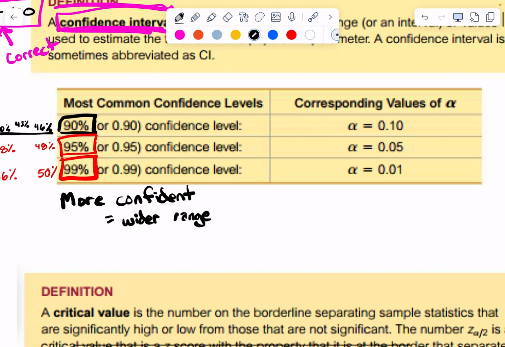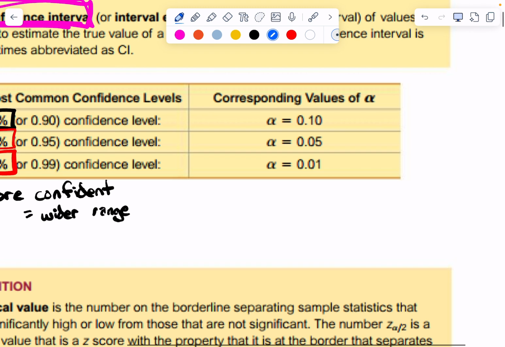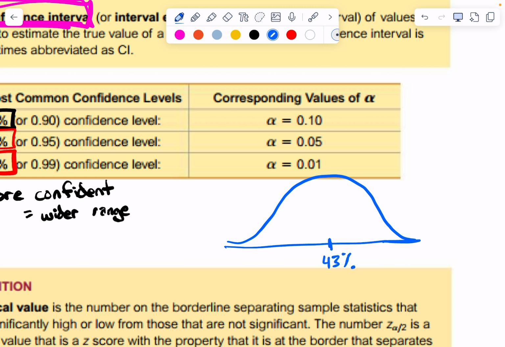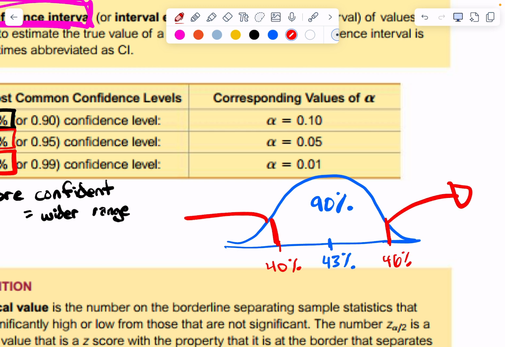I'm going to relate this stuff to a bell curve real quick. So let's say my bell curve looks like this, and my P hat, which is 43%, lives here. If I'm doing a 90% confidence interval, and I just made up these numbers, going from 40% to 46%, that means 10% is on the outside, or 5% here and 5% here.